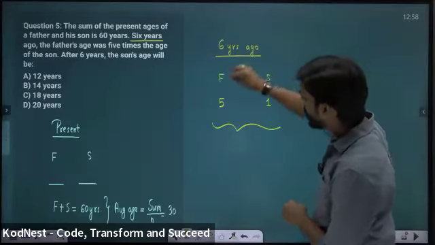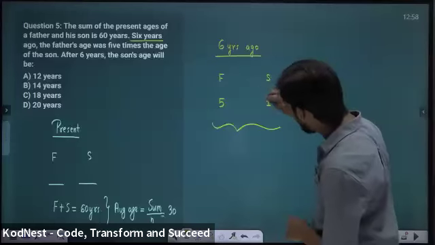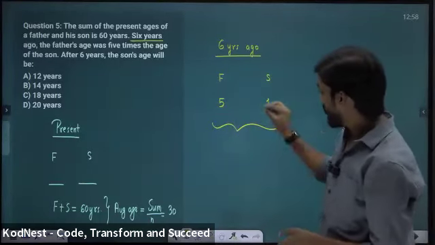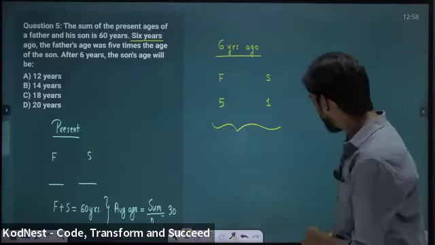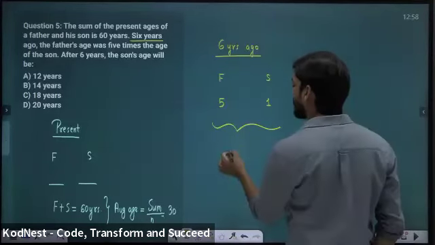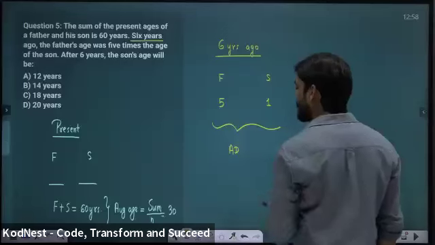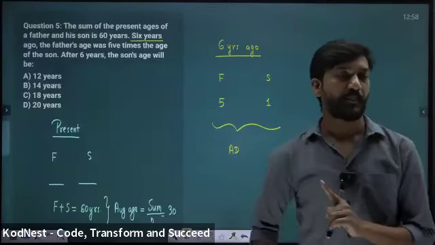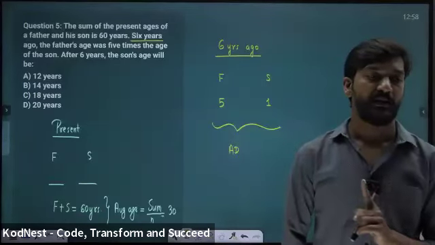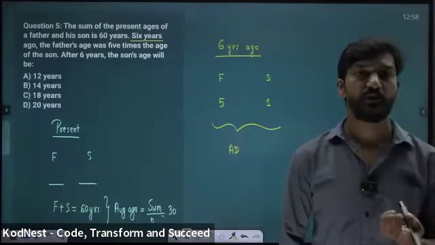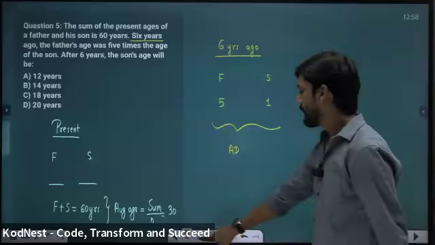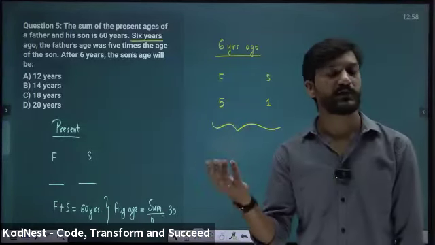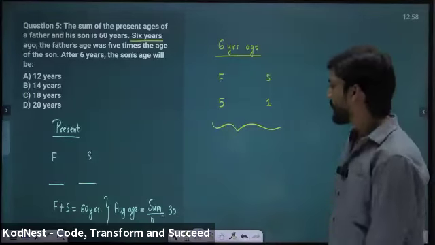Now, carefully answer. 6 years ago, father was 5 times the age of the son. Okay, 1 into 5 is 5. There is some problem with these values, I know that. What will you calculate? Age difference. Is age difference given? No. Age difference we don't know. So why will I calculate age difference? Previously it was given, so we calculated. Now it is not given.